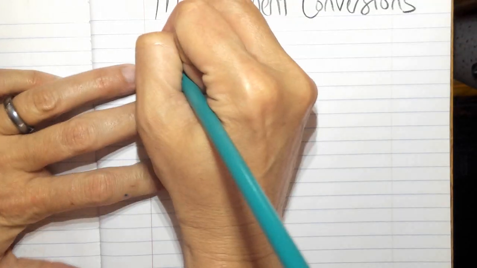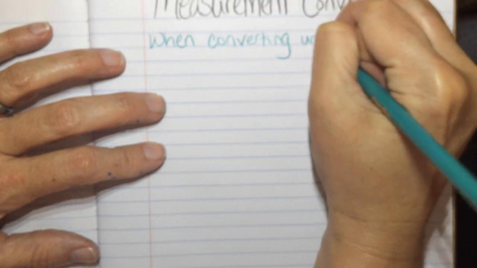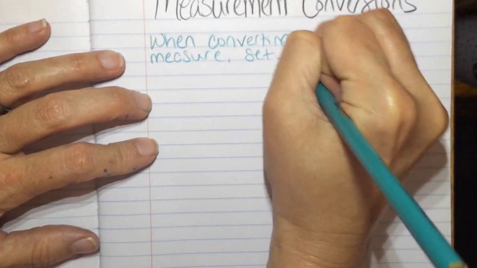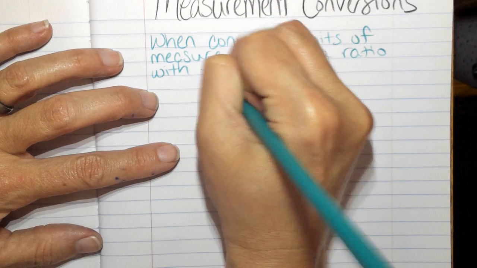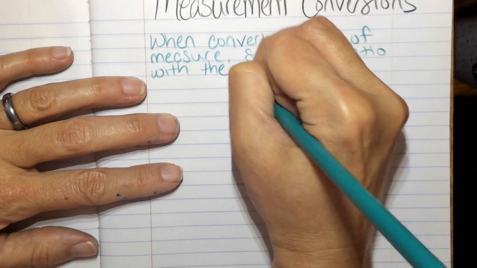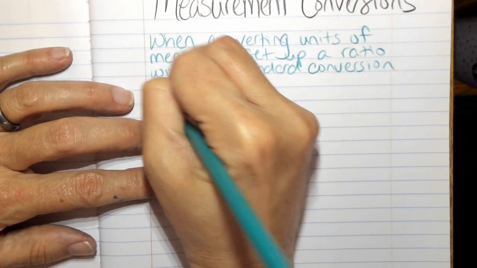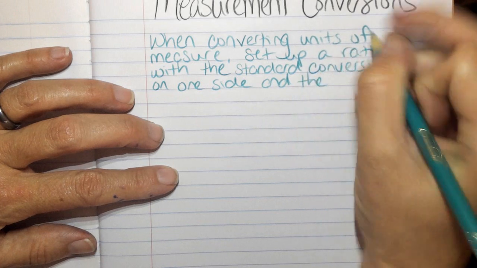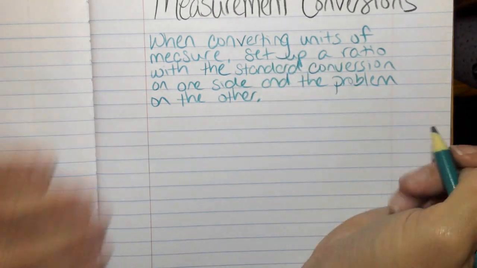So in a measurement conversion, when converting units of measure, set up a ratio with the standard conversion on one side and the problem on the other. All right, so what does that mean?